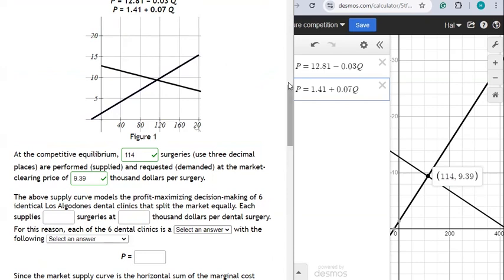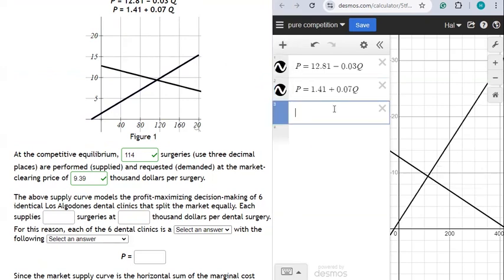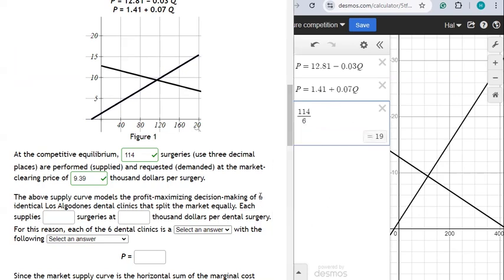So what we're going to do is divide the 114 surgeries that are supplied to this market by the number of firms. In my case, I'm going to divide by 6. You have to divide by this number. I'm going to divide by 6. I get 19 surgeries supplied by each of these identical Los Algodones dental clinics.